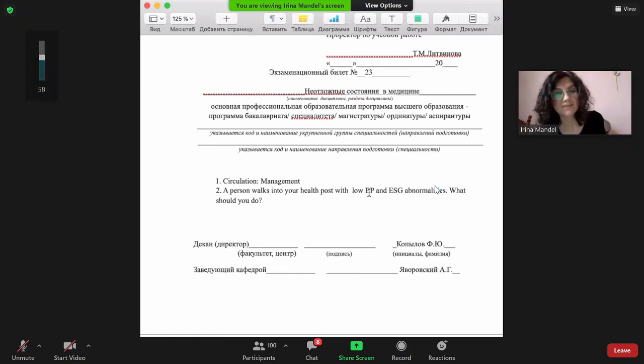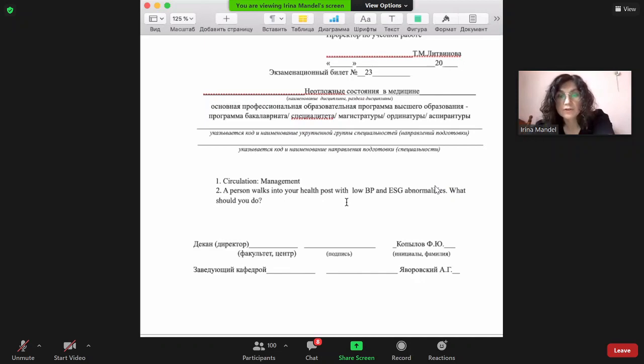And as you read carefully, you will see that when the person walks into your health post, the patient walks by himself, by feet. This means that there is not a shock situation. It could become the shock a few minutes after the symptoms onset. Here we want to discuss the acute myocardial infarction.